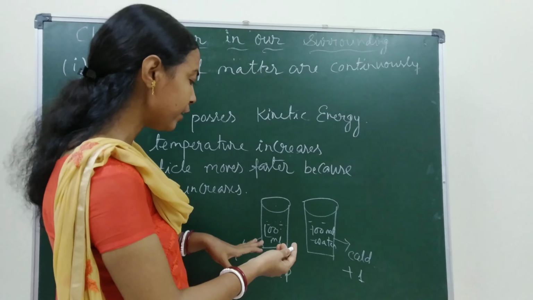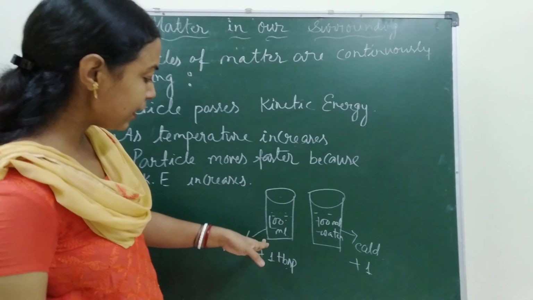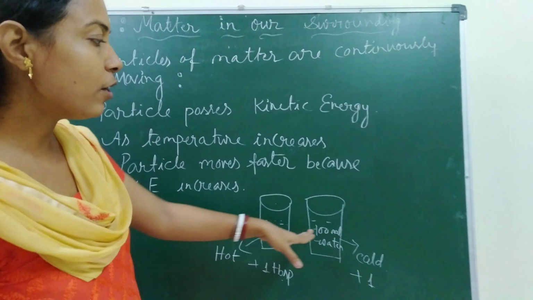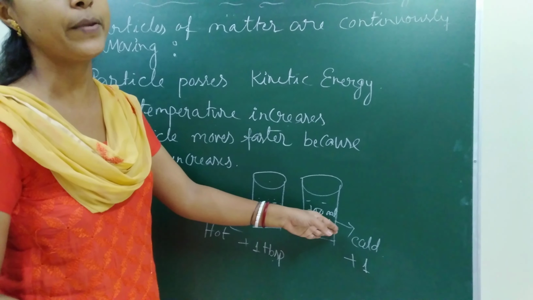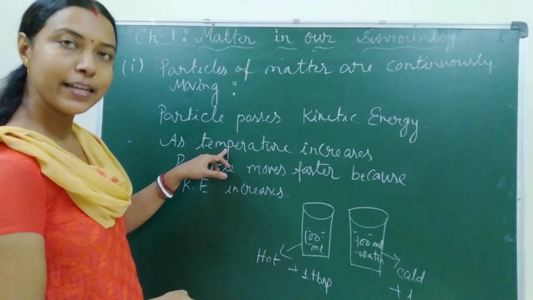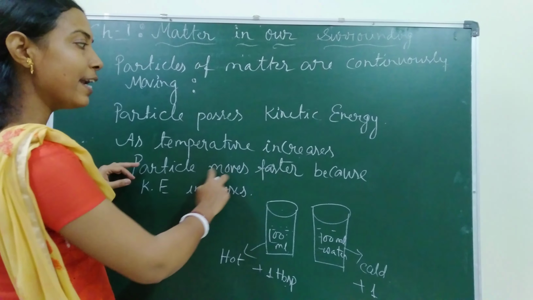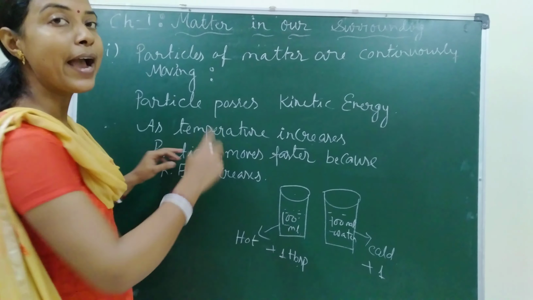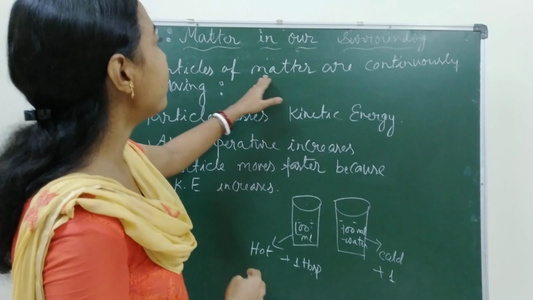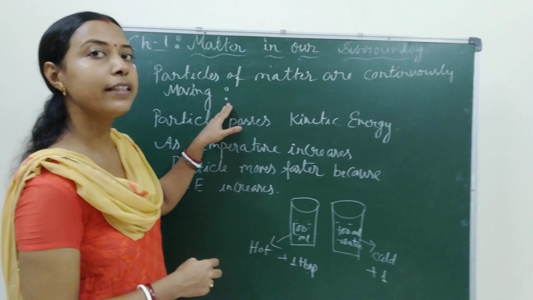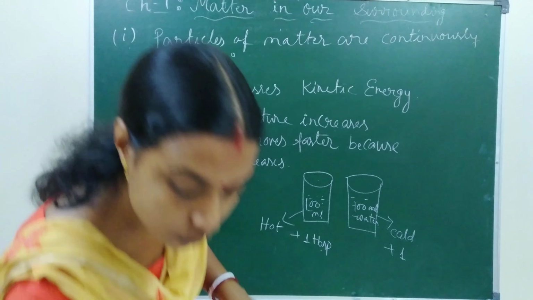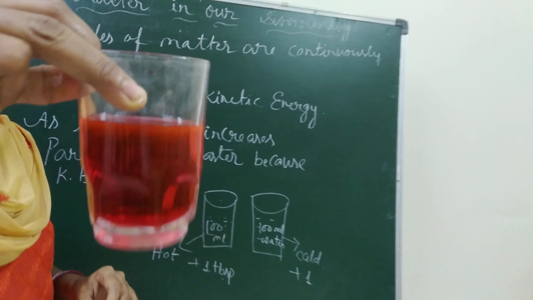After 2 or 3 minutes, you will see that in the glass where you took hot water, sugar mixed easily. But in cold water, the sugar is mixing, but the full sugar is not mixed. That means this water is hot, so the temperature is more. If the temperature increases, then kinetic energy also increases. If kinetic energy increases, then the particles move faster. So particles of matter are continuously moving. From this conclusion we are getting, particles of matter are continuously moving. That's why now the water color changes into red color.